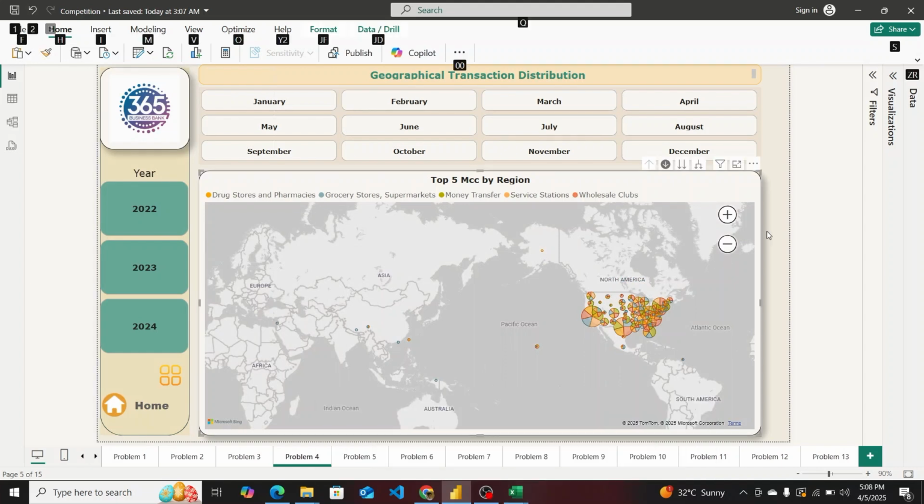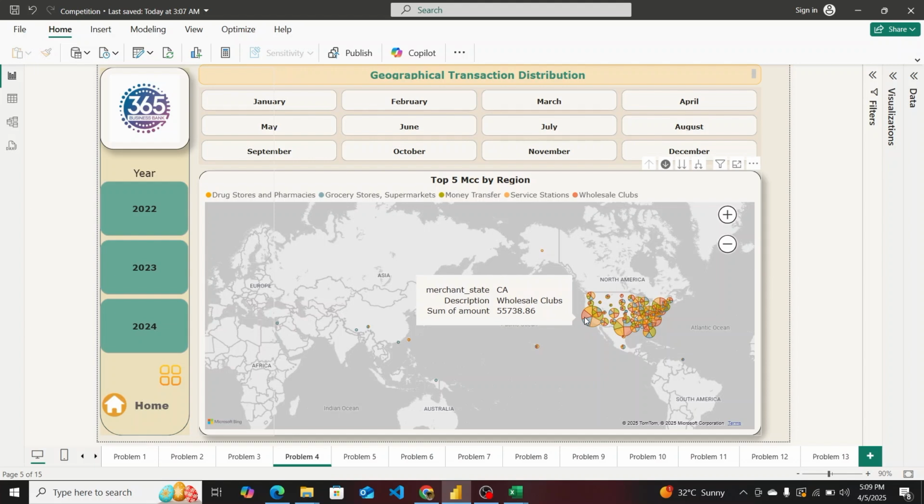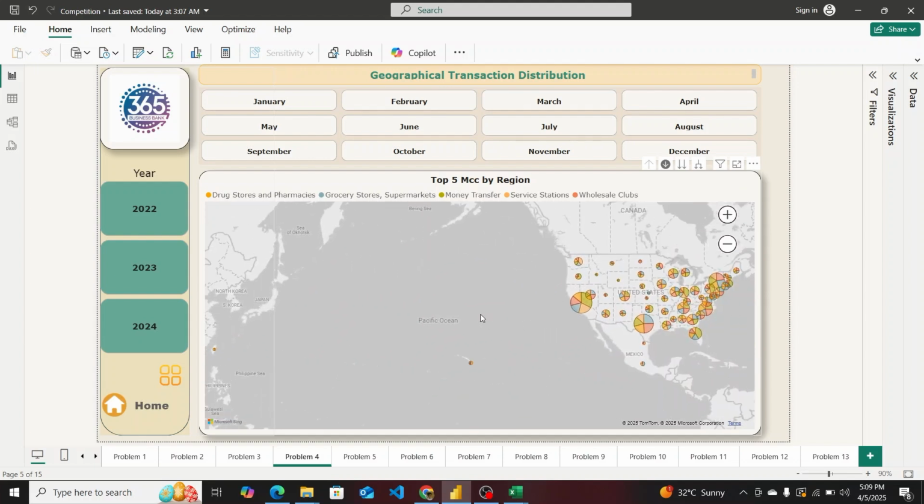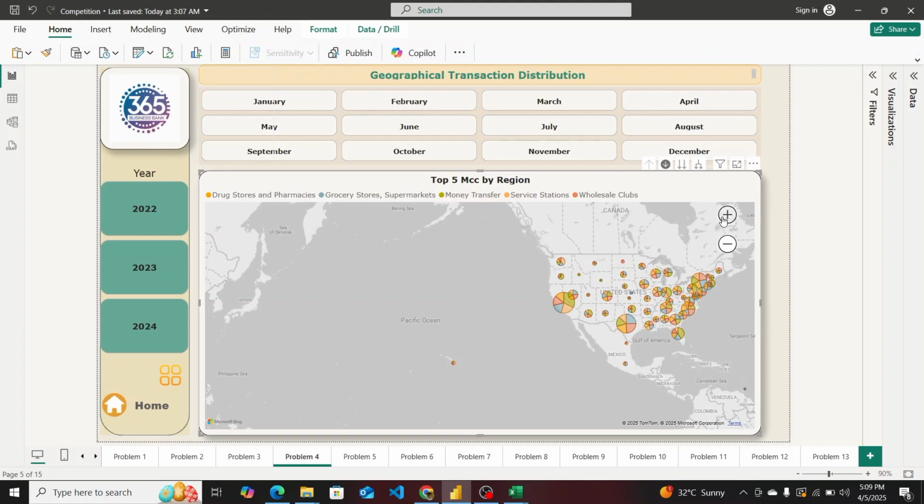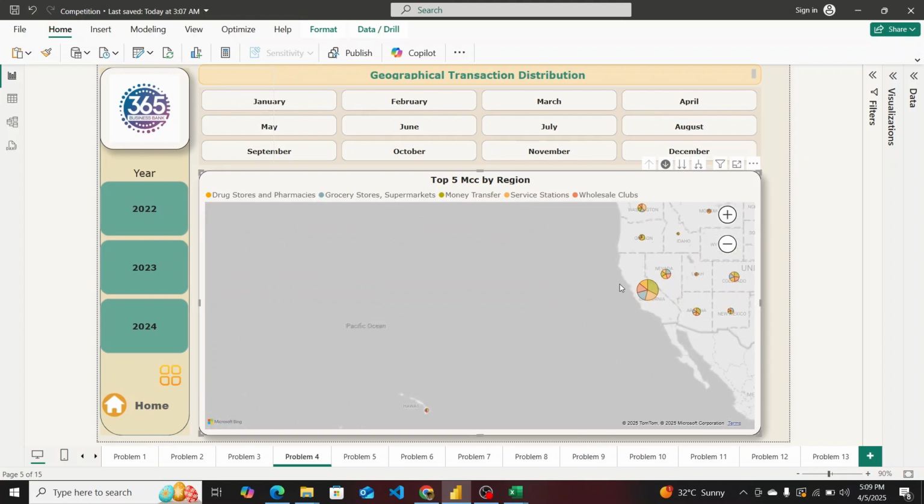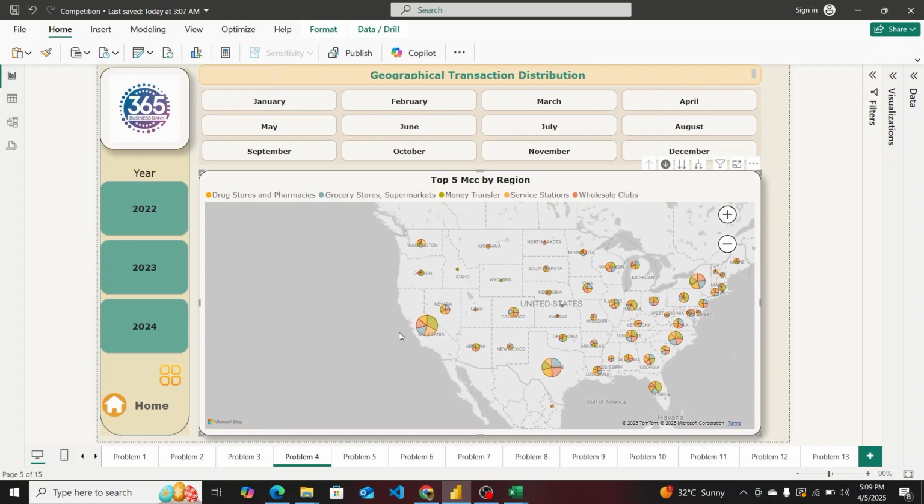So this is the geographical transaction distribution, which is problem 4. Let's dive into the location. This pie chart shows the top 5 MCC by region. MCCs are the merchant categories. So let's zoom into the data set. These all are United States of America states. Now drill through towards the city level.